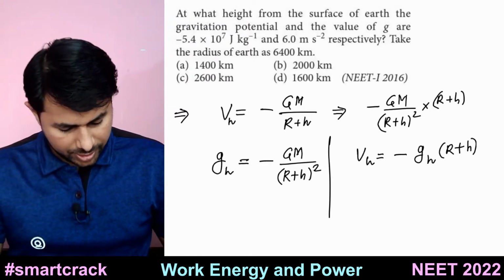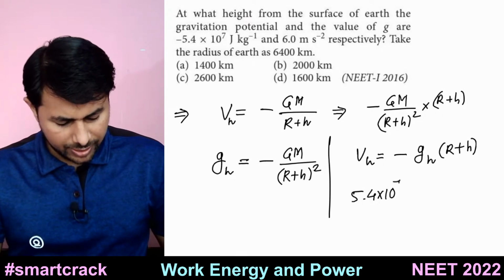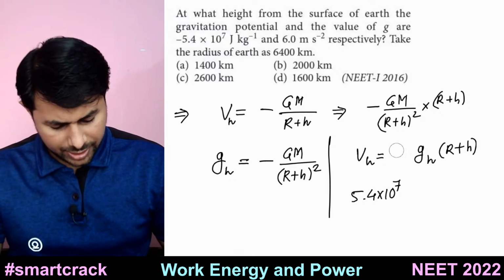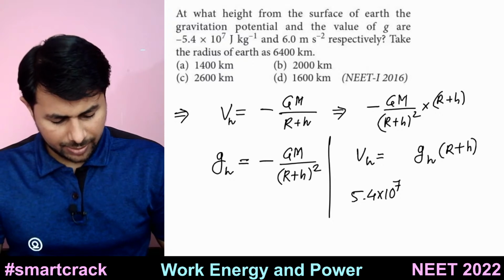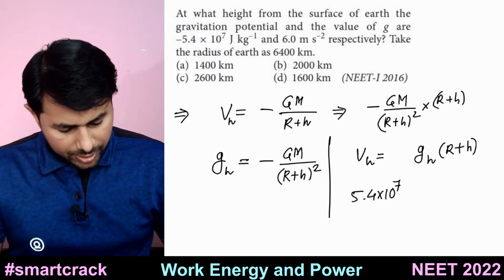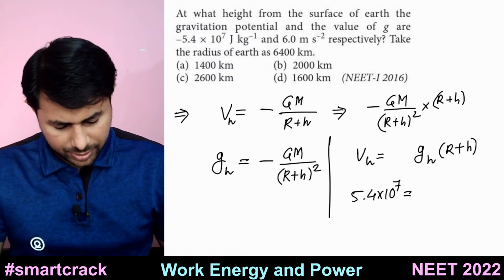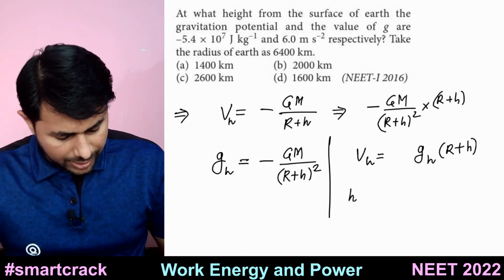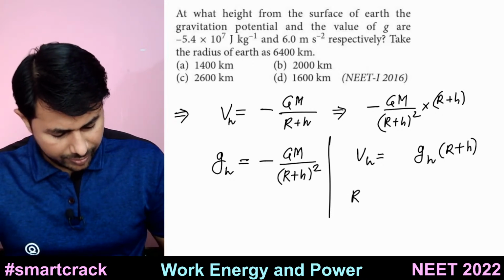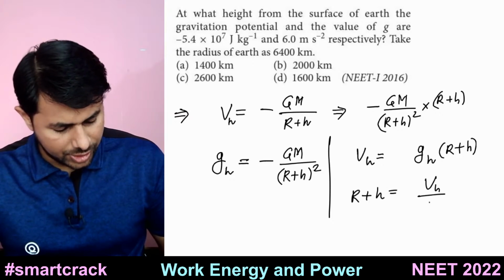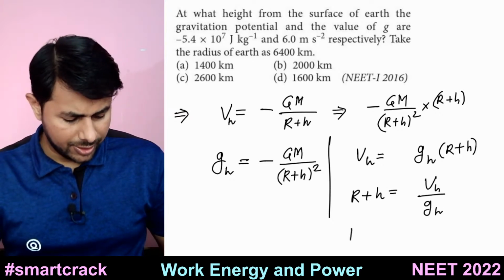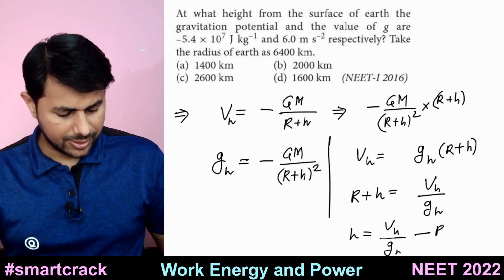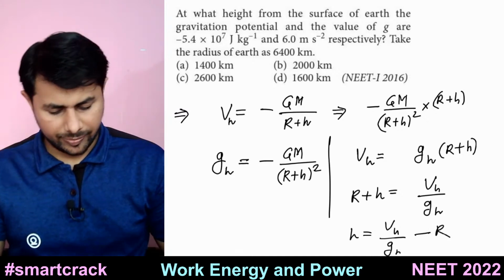So it is 5.4 into 10 raised to 7, and this negative sign is also not there because g is equal to what? It is minus gm over r plus h square. So it is equal to gh. We want h, so let's take other things on the other side. So h, r plus h, I can say will be equal to vh over gh, and I want h only, so it is vh over gh minus r.